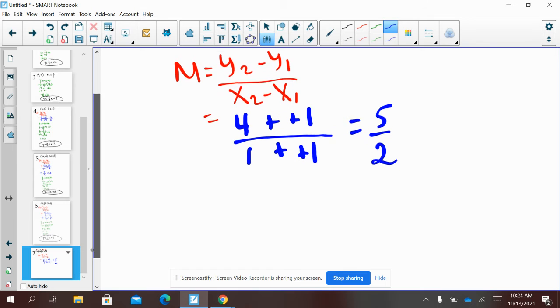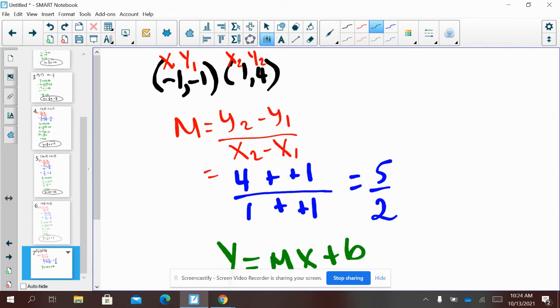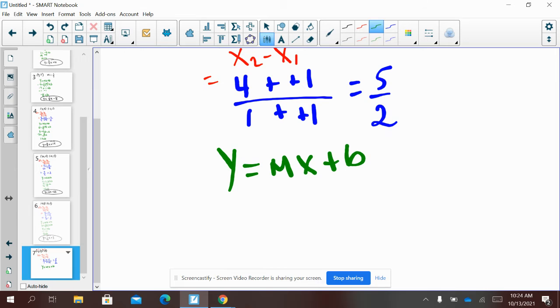All right, now that we have our slope as 5 over 2, we can use that in the formula y equals mx plus b, where y and x could be any points. M is the slope we just found, and we're going to solve for b. Now, because y and x can be any of the 2 points, I'm going to choose 1, 4, because I like positive numbers. Right, so I'm going to use the point 1, 4, and I'm going to use the slope 5 over 2 and solve for b.